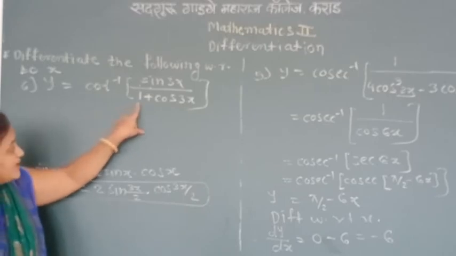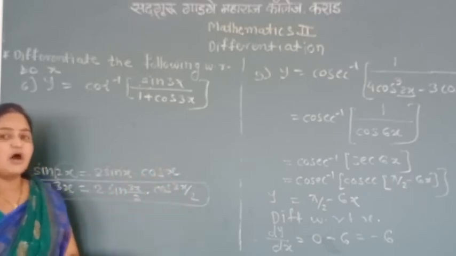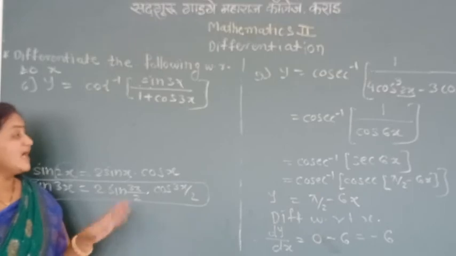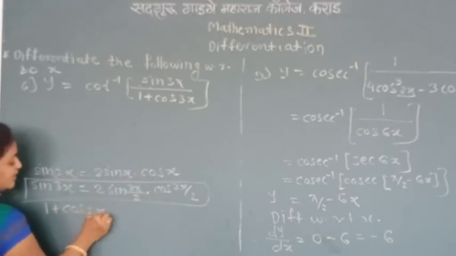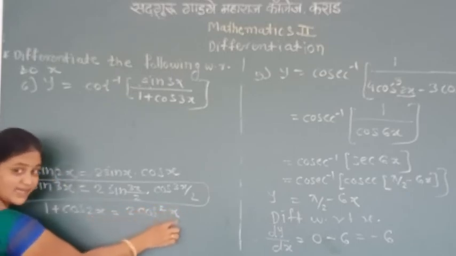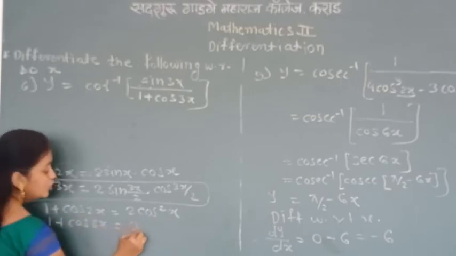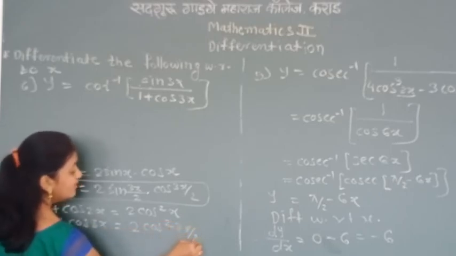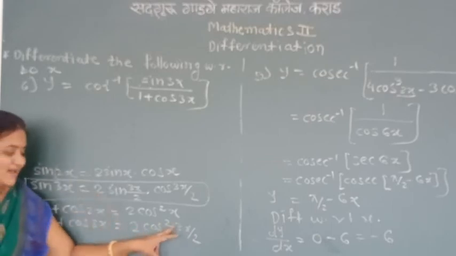Now here the denominator pairing is 1 plus cos. Whenever 1 plus cos comes, we convert it into 2 cos square, taking half the angle. By using the formula 1 plus cos 2x equals 2 cos square x, 1 plus cos 3x is written as 2 cos square of half the angle. So the numerator and denominator all have the same angle.